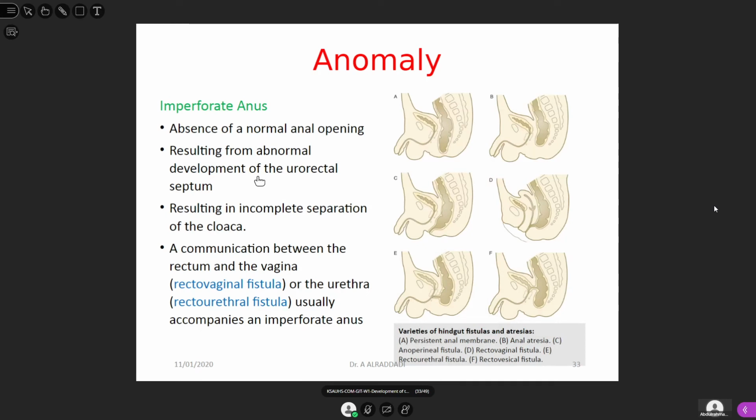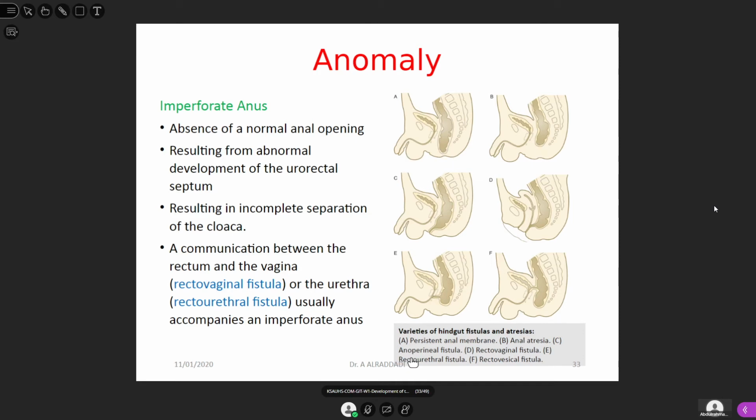We have the imperforate anus, or the absence of the anus, resulting from abnormal development of the urorectal septum and resulting in incomplete separation of the cloaca. We have different types of the absence of the anus. We have the persistent anal membrane, and we have the anal atresia.